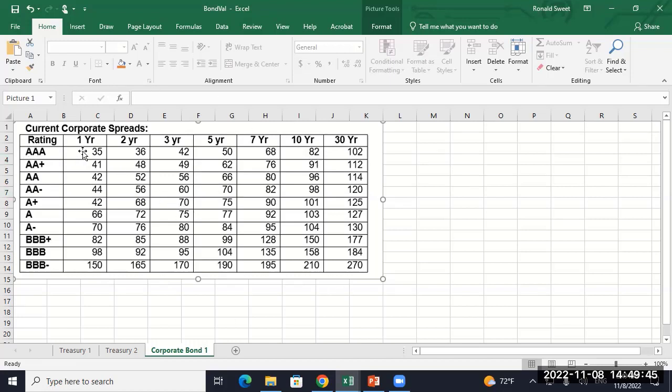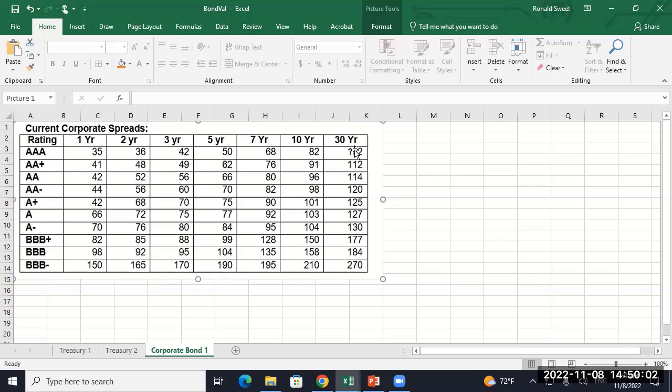All right, so everything's in basis points here. There's two things you'll notice. As we go down in quality, what happens to basis points? The spread gets wider and wider and wider. That makes sense. A riskier bond should have a wider spread. What else do you notice? What do you notice when you go across time?